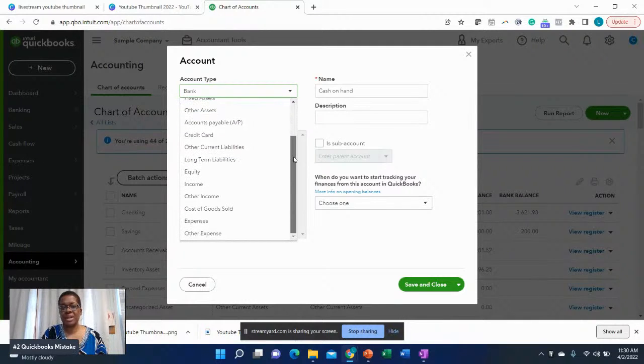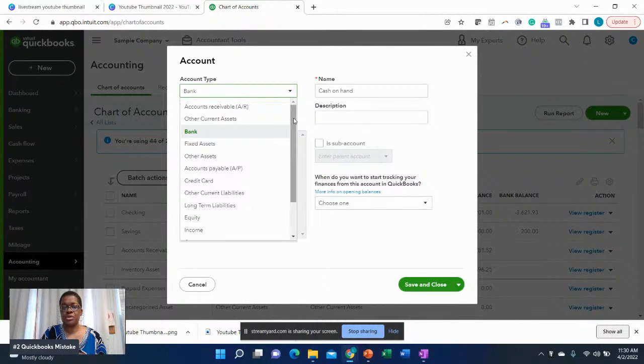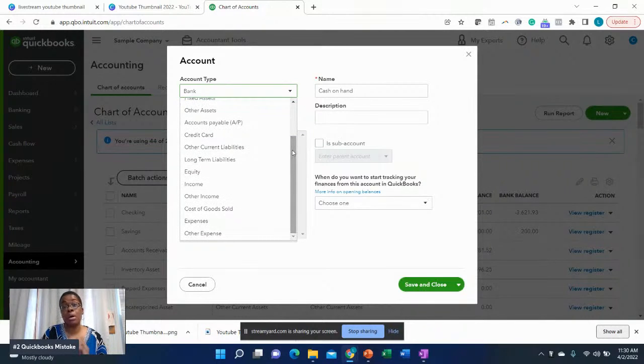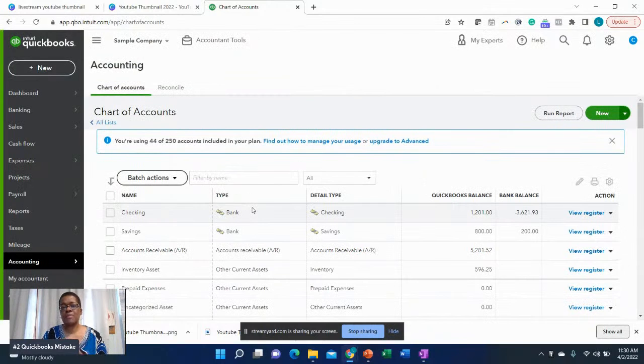So what type of account are you creating? Are you creating an asset account? Are you creating a liability account, a long-term liability account? Cost of goods sold or an expense? You want to make sure that your chart of accounts is set up correctly. If it's not, the accounts are going to point to the wrong financial statements.